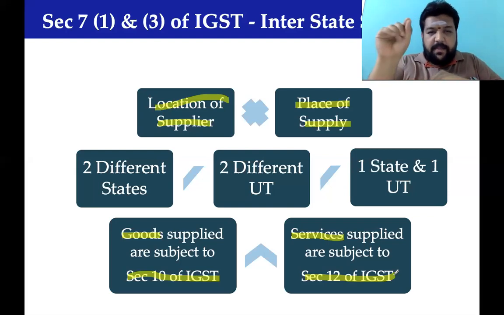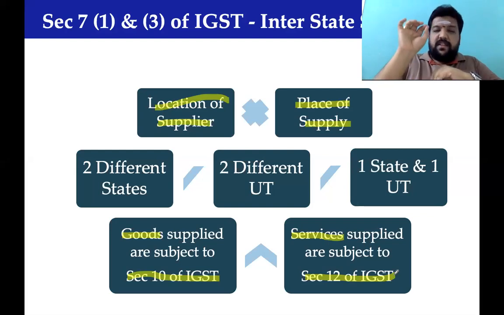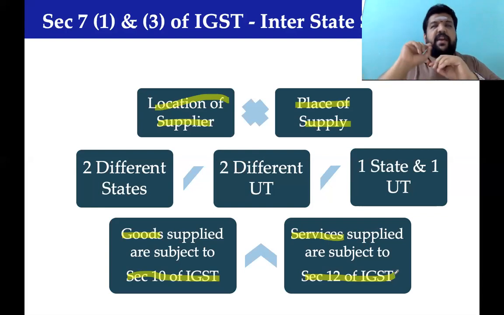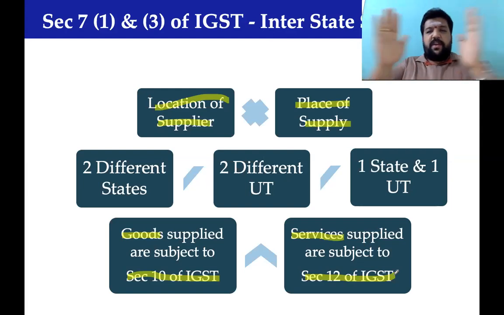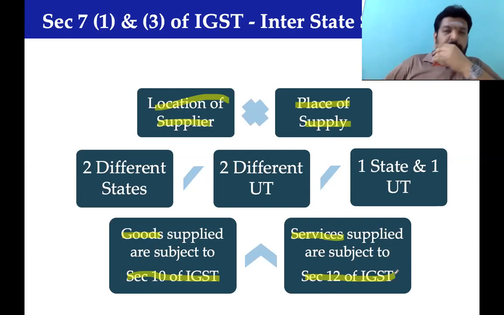Section 7 subsection 3 would read like this. Subject to section 12 of IGST Act. Subject to section 12, comma. If location of supplier of service and place of supply of service are going to be two different states, two different union territories, a state and a union territory, it would be treated as interstate supply. Two subsections we are merging and we repeat in one go.